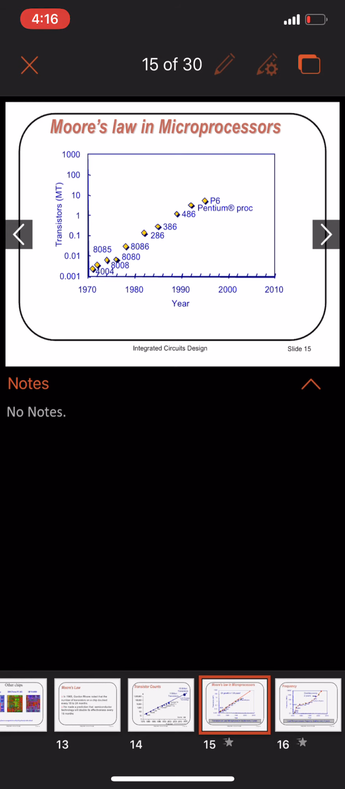Here you can see Moore's law in microprocessors. Here you can see the trend. The number of transistors is increasing with the number of years. It means that the functionality of your integrated circuit is continually increasing, because you are integrating more and more transistors inside a small silicon area. Here is almost 2 times growth in 1.96 years.